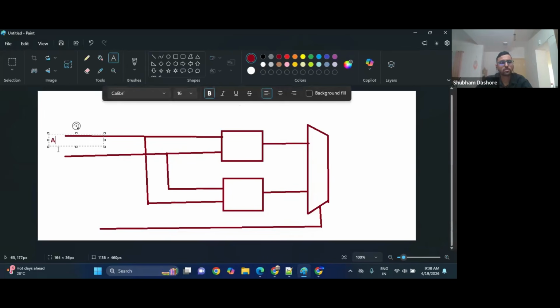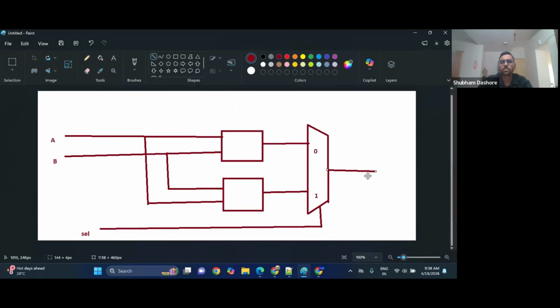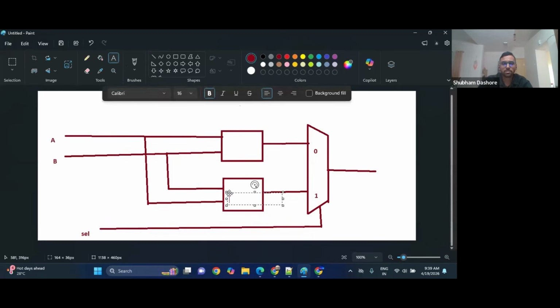Now this is A, this is B, this is the select line, and this is 0, this is 1. And let's say this is a multiplier, and some heavy computation is going on, and this is simple logic, like an adder.